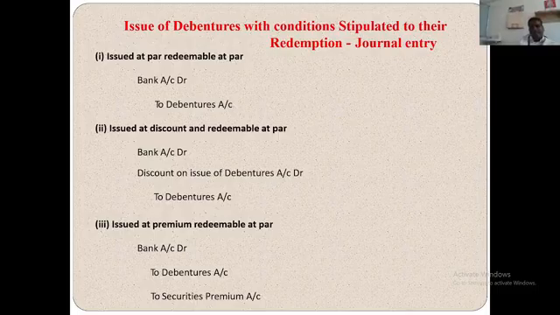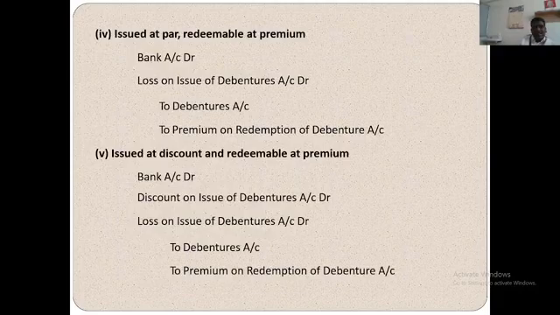Issue of debentures with conditions stipulated for their redemption, journal entry. Issued at par, redeemable at par: bank account debit to debenture account. Issued at discount, redeemable at par: bank account debit, discount on issue of debenture account debit, to debenture account. Issued at premium, redeemable at par: bank account debit to debenture account, to securities premium account. Issued at par, redeemable at premium: bank account debit, loss on issue of debenture account debit, to debenture account, to premium on redemption of debenture account. Issued at discount and redeemable at premium: bank account debit, discount on issue of debenture account debit, loss on issue of debenture account debit, to debenture account, to premium on redemption of debenture account.